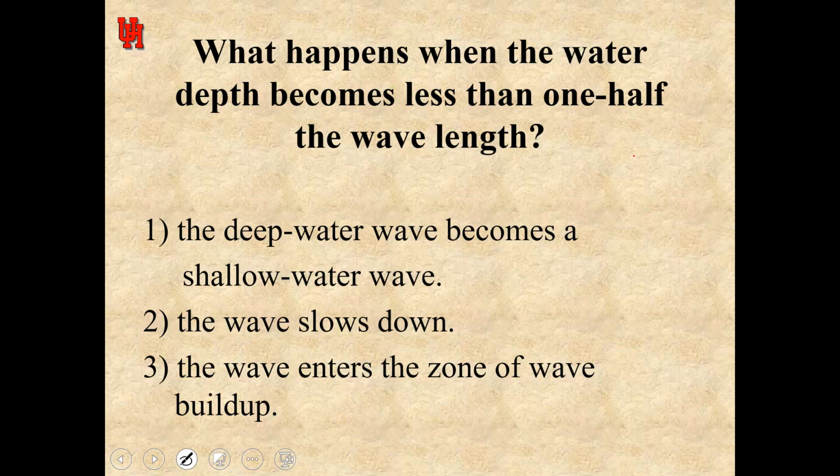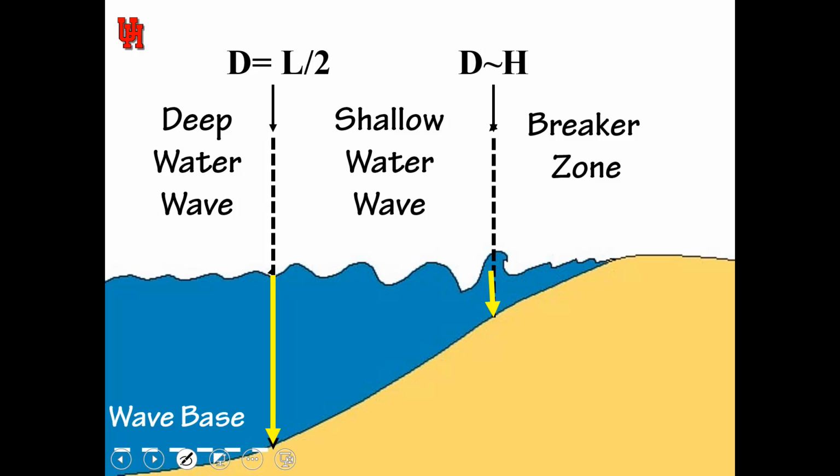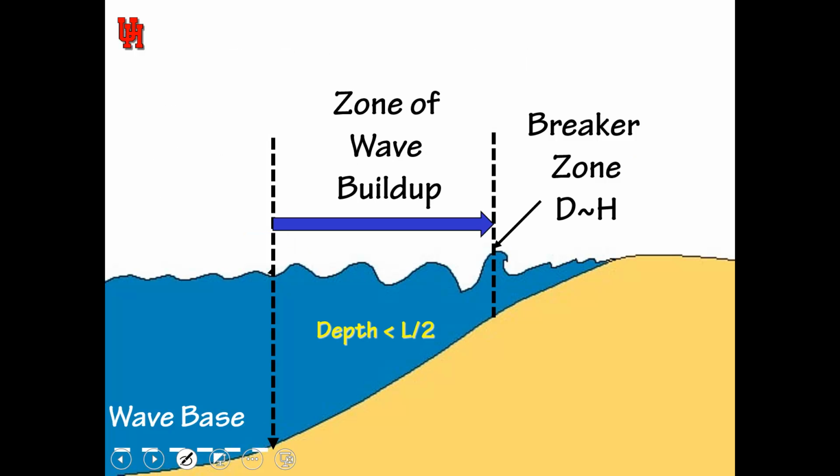Well, what's happening in that area where we're becoming a shallow water wave? The wave slows down because it's getting more shallow, and so we get into a zone that we call the zone of wave buildup. So here we have our transition from deep water to shallow water wave, and that is essentially the zone of wave buildup until the wave actually breaks at the breaker zone.